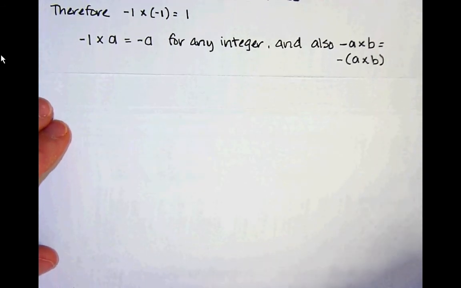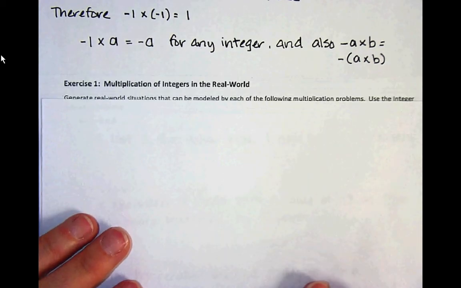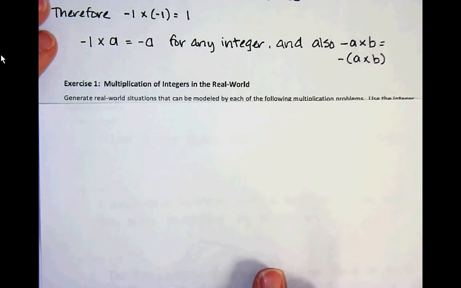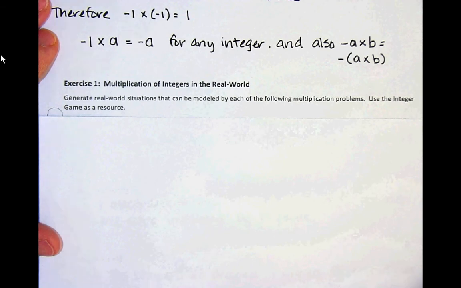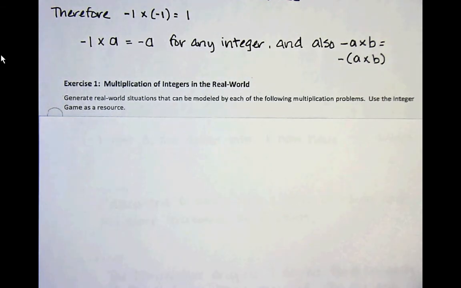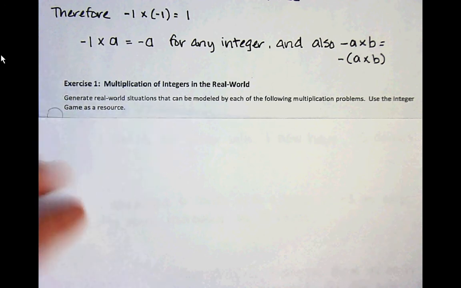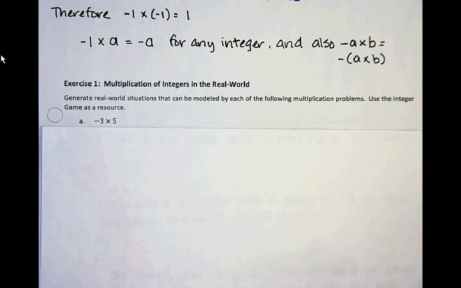All right, the last part is your exercise 1. You are going to multiply integers in the real world. So generate some real world situations that can be modeled by each of the following multiplication problems. Use the integer game as a resource. So you can use the integer game for any one of these, but for the first one, what you're going to do is answer the question, minus 3 times 5. What scenario can you come up with that would represent minus 3 times 5? Go ahead and do that and then continue the video.